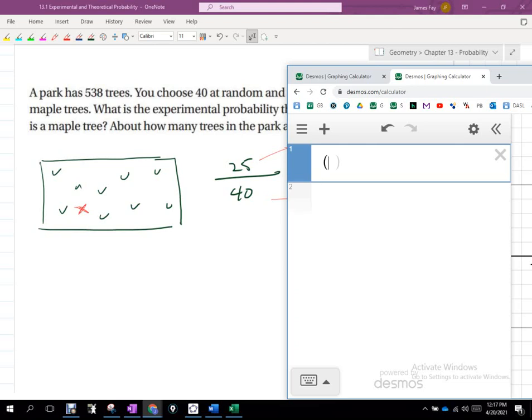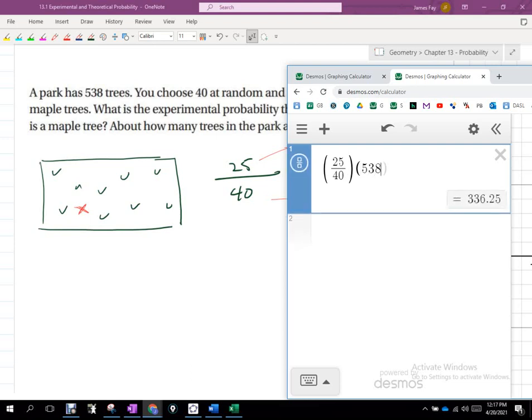So if I've got 538 trees, 25 out of every 40 of those 538 are going to be maple. Does that make sense? So 25 out of 40 of those 538, and then we say of, that means multiplication. So that's why we multiply. We get 336 of these 538 trees are maple.